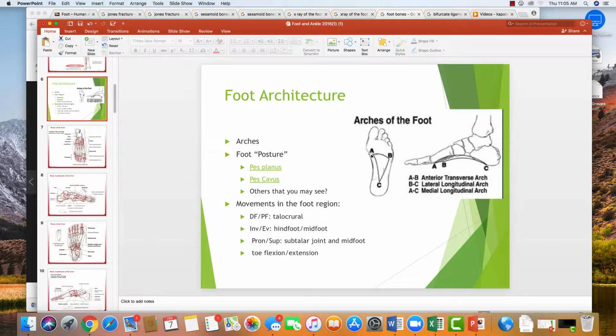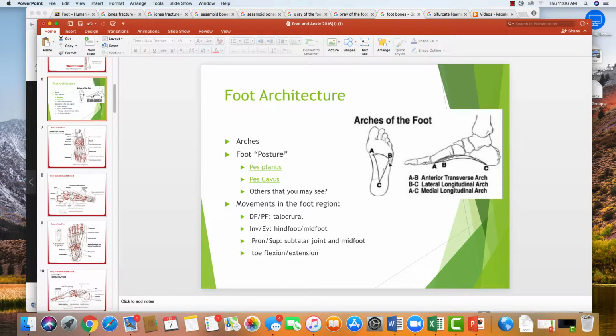The first one, we look A through B here, and this is right at the base of the metatarsals. So we have the first metatarsal here, if you can imagine, second, third, fourth, and then the pinky toe has the fifth metatarsal right in that midfoot area. And this arch here that kind of causes a concave shape in the metatarsals is called the anterior transverse arch.